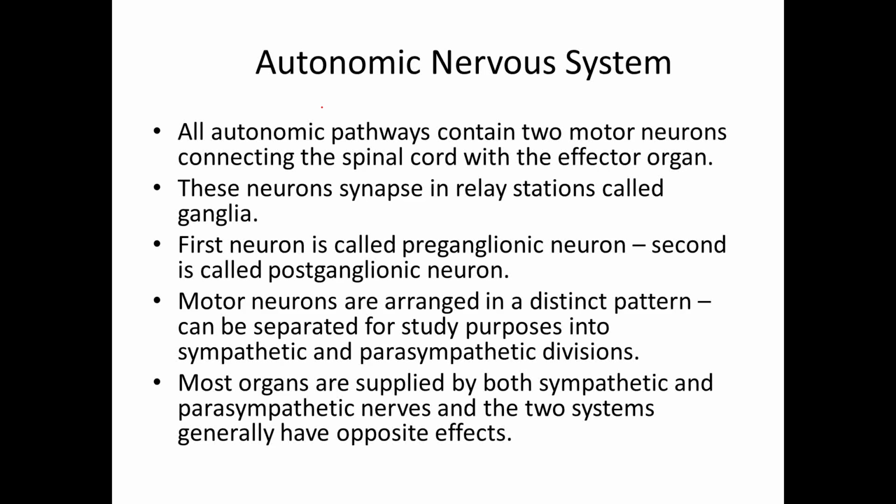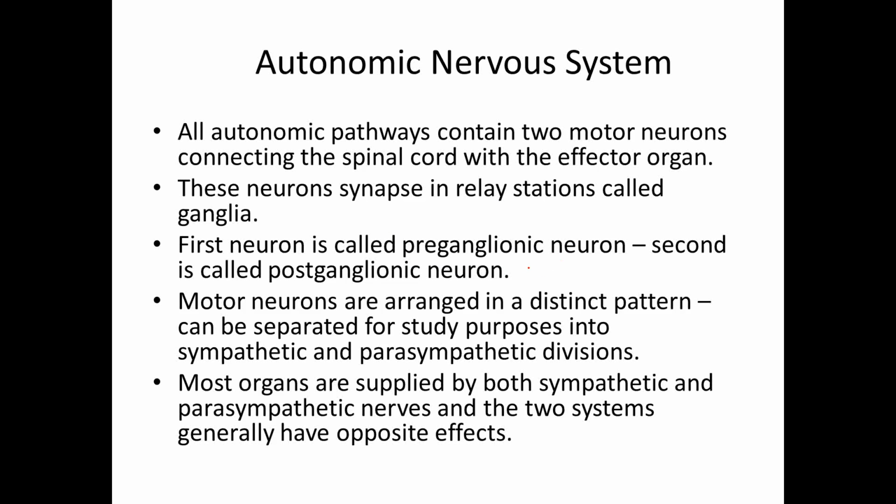So for instance, all autonomic pathways, all of these control pathways, contain two motor neurons connecting the spinal cord with the effector organ. Now these two motor nerves are connected at relay stations or connections called ganglia. Okay, and because there's a ganglia in the middle, or a connection in the middle, we call one neuron a preganglionic neuron and the second a postganglionic neuron.